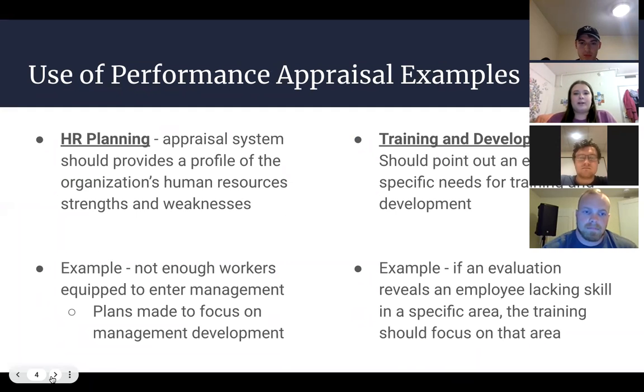Use of performance appraisal examples. So when talking about HR planning, the appraisal system should provide a profile of the organization's human resources, strengths, and weaknesses. The example would be not enough workers equipped to enter management. So HR would make plans to focus on management development. Another example is training and development. That should point out an employee's specific needs for training and development. An example is if an evaluation reveals an employee is lacking a skill in a specific area, the training should then therefore focus on that area.